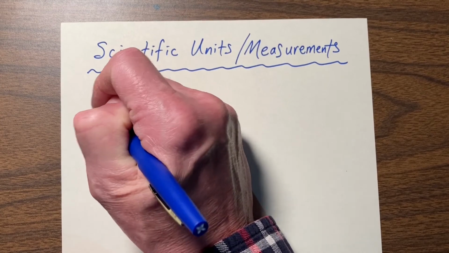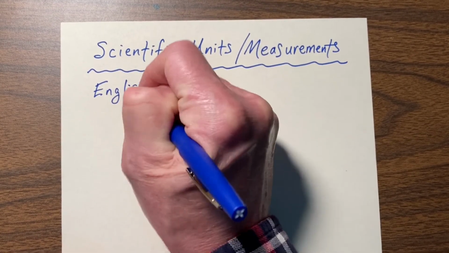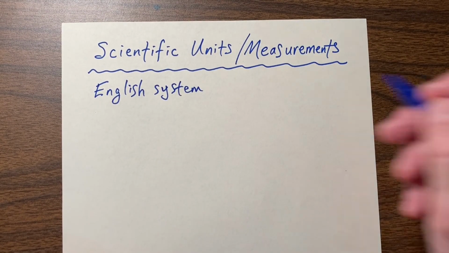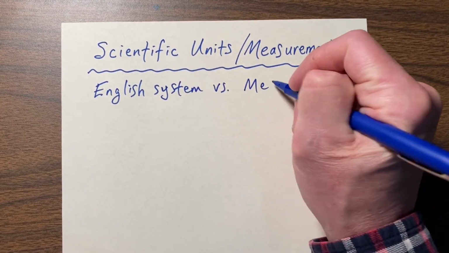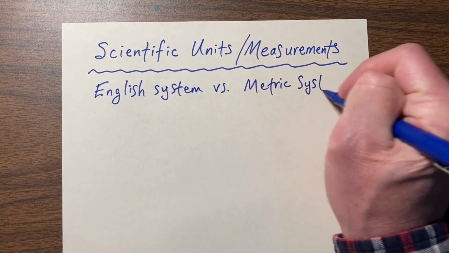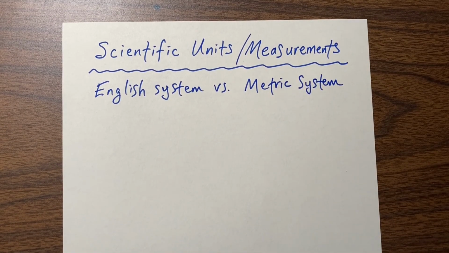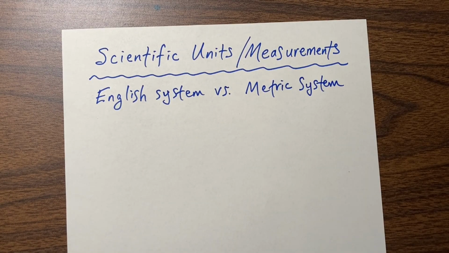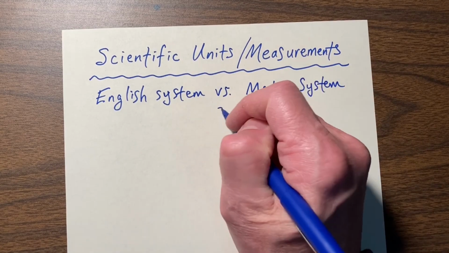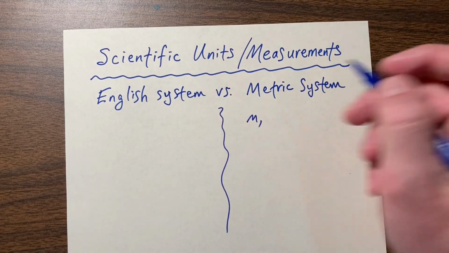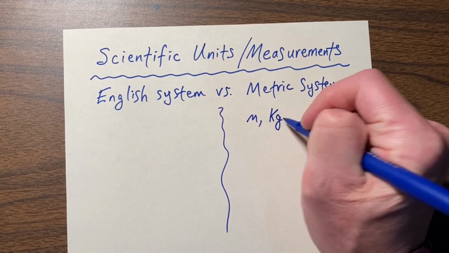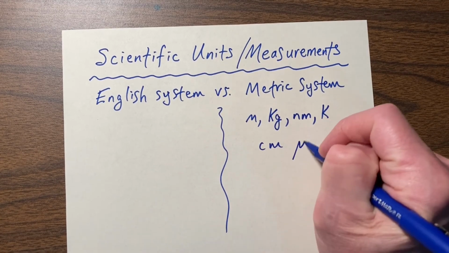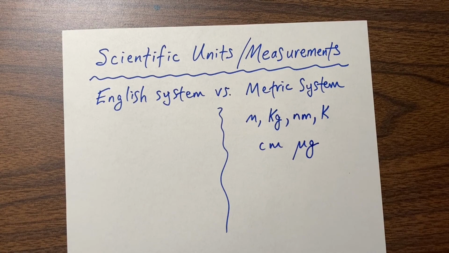So as you probably know, we use what's called the English system of units: yards, miles, feet, inches. And there's a system called the metric system, and that's what we are going to use in this class. You used it in lab early this week, and so you're somewhat familiar with it. The metric system, as I said, has common units that we'll use. You have to learn these symbols. That's meters, kilograms, nanometers, Kelvin, centimeters, micrograms, dealing with mass, length, temperature.